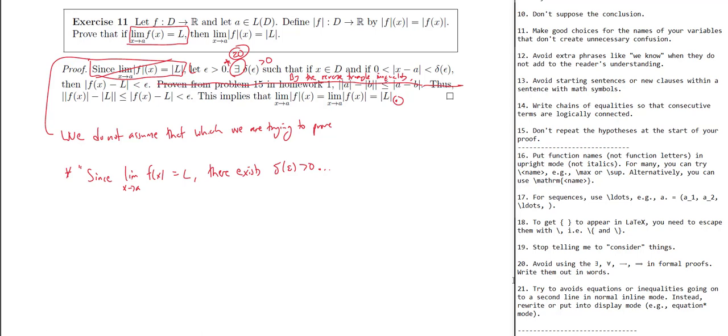Now we can go down here. We have, okay, the absolute value of f of x minus the absolute value of L is less than or equal to, okay, so this is where the reverse triangle inequality is here. Now this is less than epsilon. Okay, one little comment about this, we'll put a little double star.